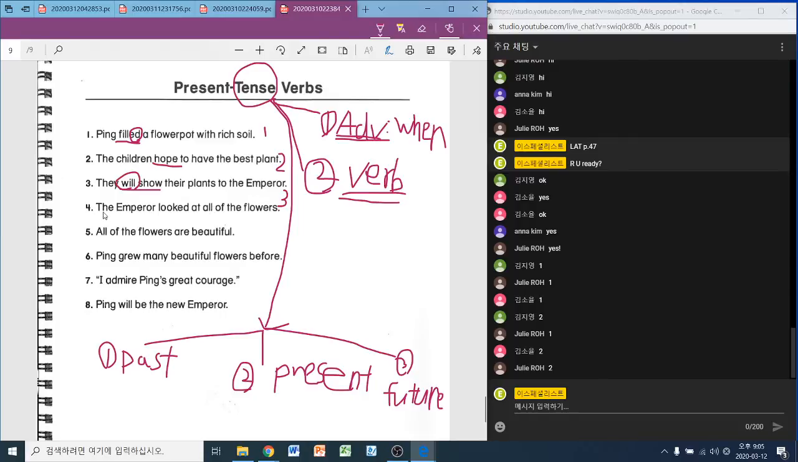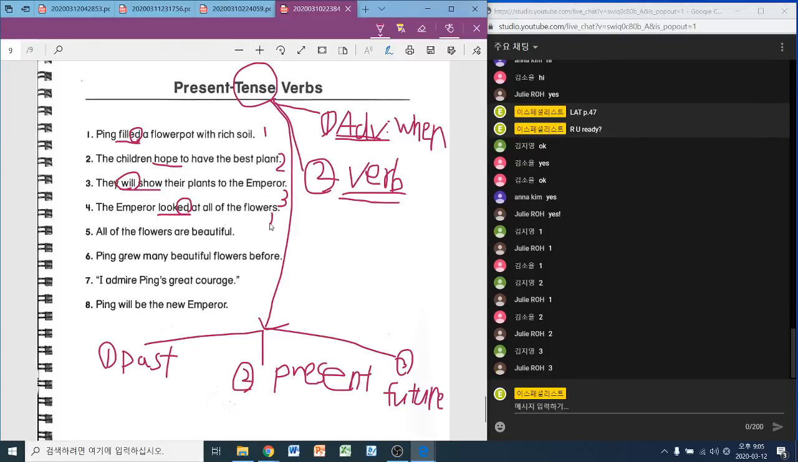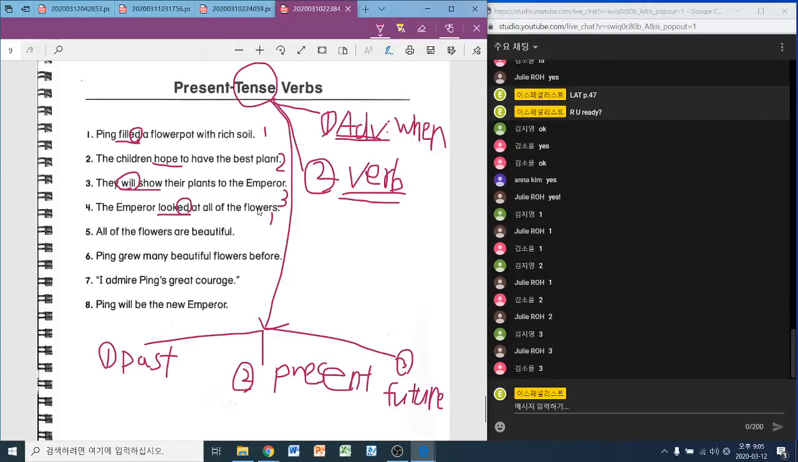And number 4. The emperor looked at all of the flowers. No adverbs telling when. Then go find a verb here. What's the verb? Look. So we can see ed. What does that ed mean? What does ending ed mean? That is past. So the tense of the number 4 sentence is number 1. It's a past tense, right?